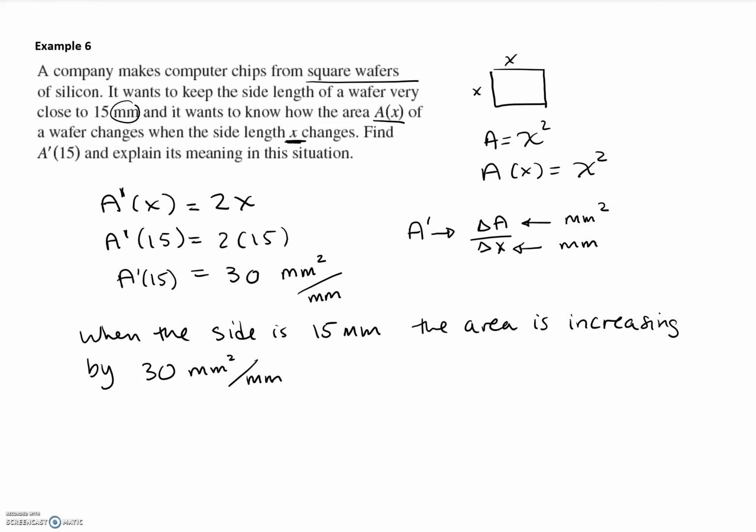For a wafer that's 15 by 15, the area changes with respect to the side by 30 millimeters squared per millimeter. Every millimeter that I increase that wafer by on the length, the side, the area will increase by 30 millimeters squared.